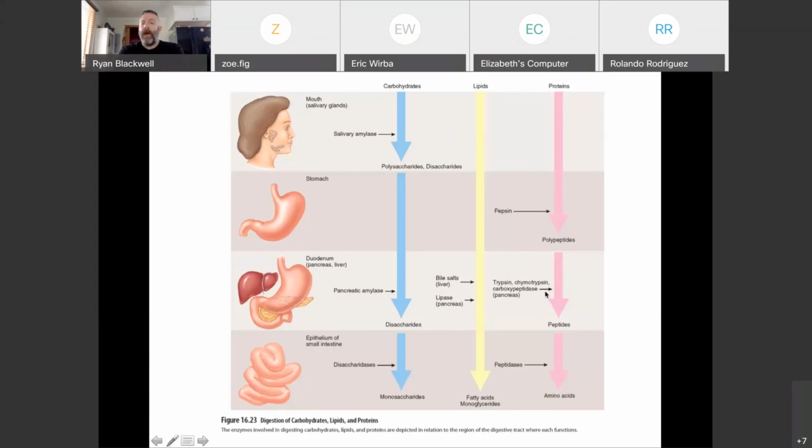Now, you can just cross out this carboxypeptidase. I chose not to cover that at all. Pay no attention to that.